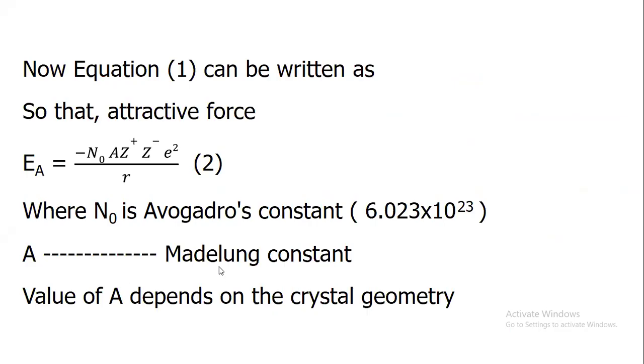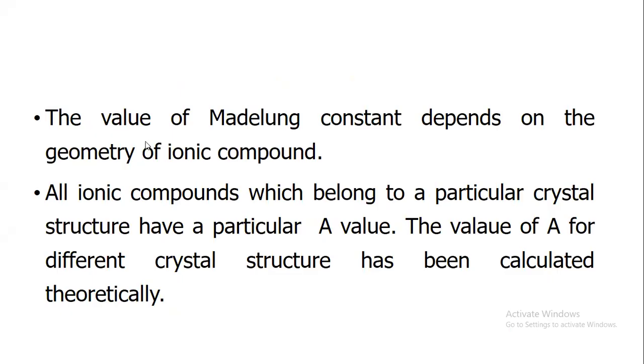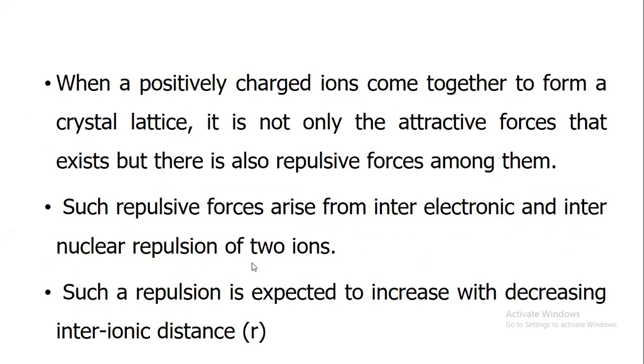A is the Madelung constant. The value of A depends on the crystal geometry. The value of the Madelung constant depends on the geometry of the ionic compounds. All ionic compounds which belong to a particular crystal structure have a particular A value, and the value of A for different crystal structures has been calculated theoretically.